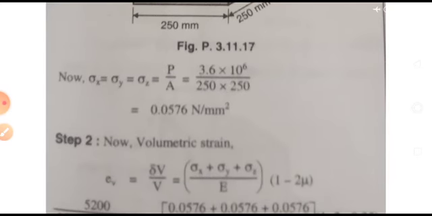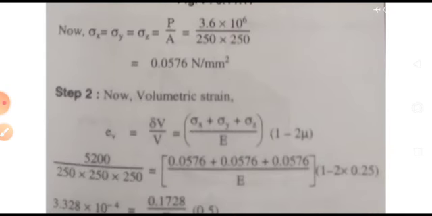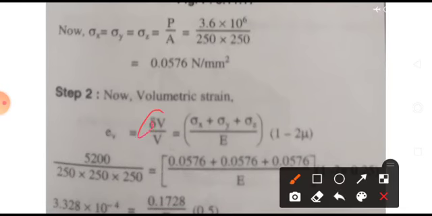Let's go for the stress in all directions, which will be the same as the surface area, and the pressure from all directions is the same. It is compressive, and will be equal to 0.0576 Newton per millimeter square. The volumetric strain, dV upon V, is equal to the previous formula you have to write. Change in volume is given, V is given, so put in these values, sigma and all this quantity we have, and mu is also given.